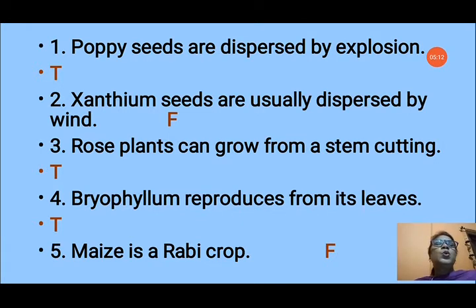Question number 3. Rose plants can grow from stem cutting. Yes, it is true because we have seen that from stem cutting we can grow a new rose plant. Question number 4. Bryophyllum reproduces from its leaves. Yes, we have seen the picture also. The margin of the leaves produces buds in their notches, and all these buds fall down into the soil and they can grow into a new plant. So it is a true statement.